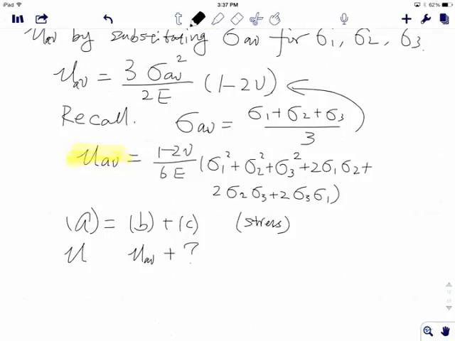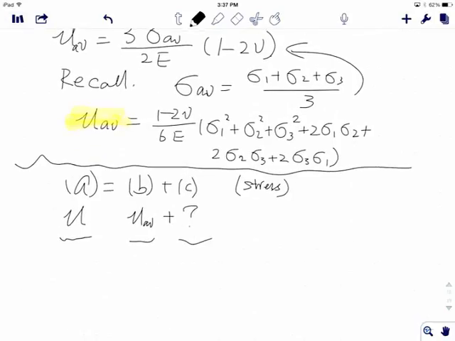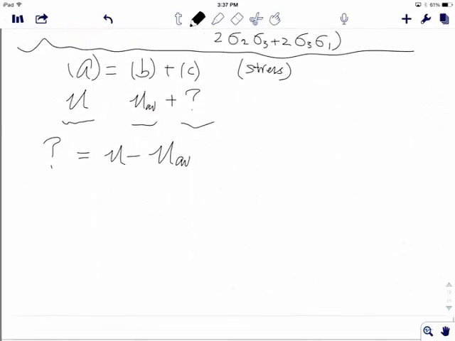So, like I mentioned, we're looking at the energy perspective. Whatever the strain energy in case A should equal the strain energy in B plus C, right? Because I didn't add or subtract any force out of there. So, therefore, this question mark should equal U minus U average, right? Okay.